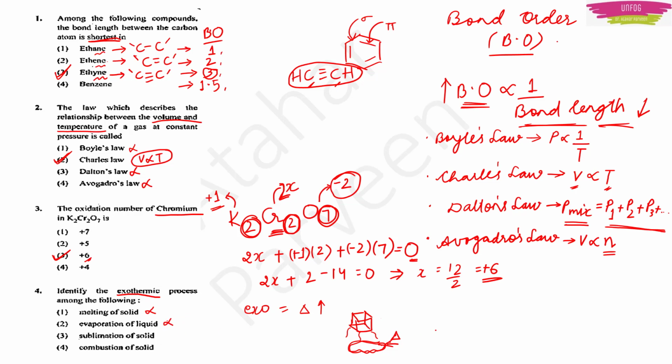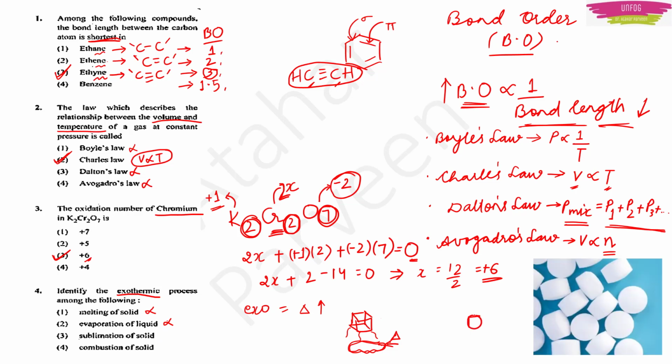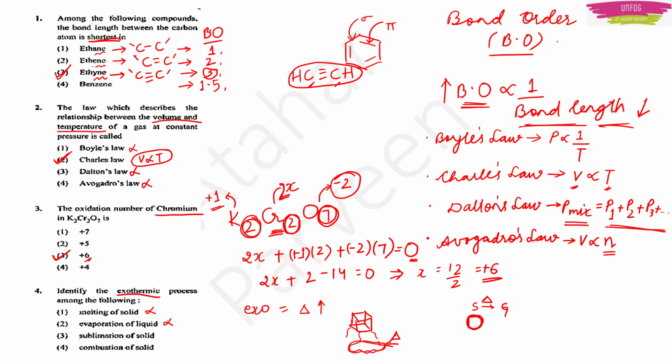Then we have the sublimation of solid, right? For sublimation of solid, let's take naphthalene balls. Naphthalene balls change their state from solid to gaseous directly. And this also happens by the absorption of heat. Again, this becomes an endothermic process, so it is not the answer. These three, melting of solid, evaporation of liquid, and sublimation of solids, are examples of endothermic process because they all happen by the absorption of heat.